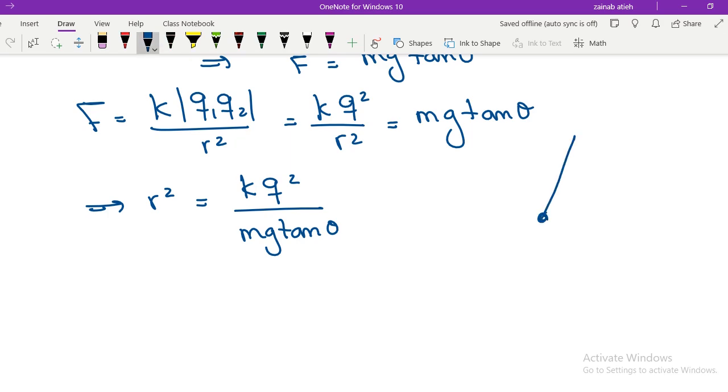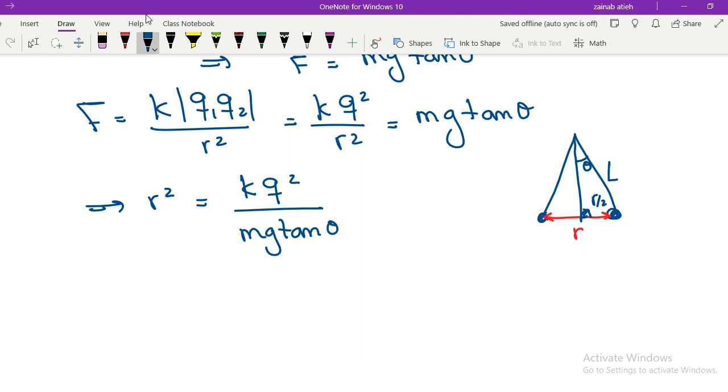I will draw the figure here. I had two identical spheres, they were repelling each other. R is the distance between these two spheres. This is R, and theta is this angle. There's an obvious relation between R, L and theta. Anyways, I take the triangle. This is a right angle triangle. The distance here is R over 2. So this distance here is R over 2.